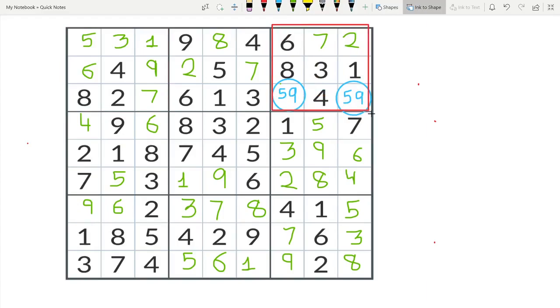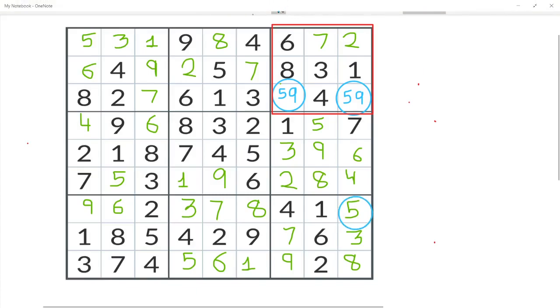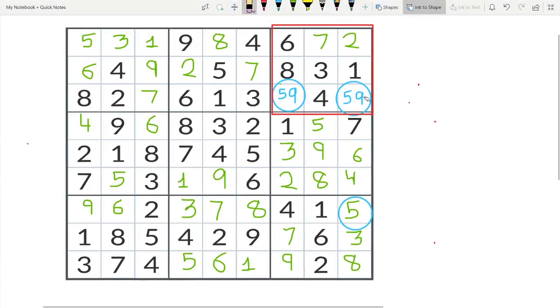Last I'm going to check this block. What I see is that in the last column, I see a number 5 we earlier identified. So we can safely say that this specific cell can only hold number 9. So we can put number 9 over here. And what that means is this particular cell has to be number 5. So I'm going to write number 5 over here.